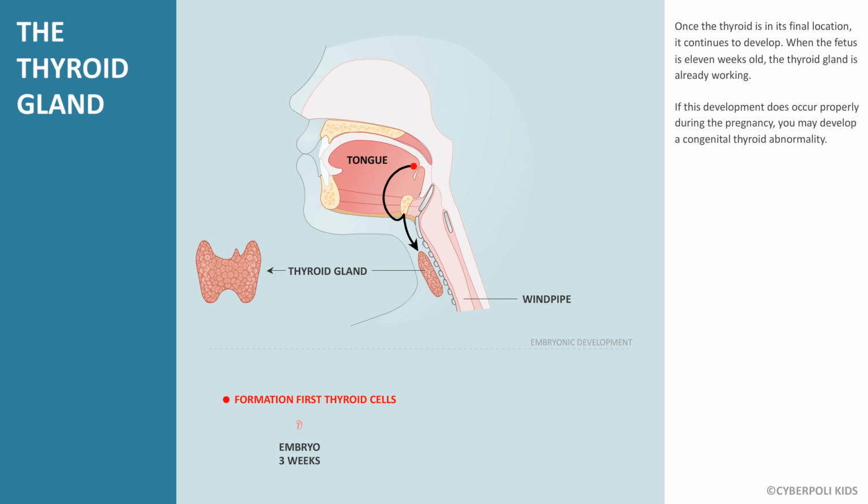Once the thyroid is in its final location, it continues to develop. When the fetus is 11 weeks old, the thyroid gland is already working. If this development does not occur properly during the pregnancy, you may develop a congenital thyroid abnormality.